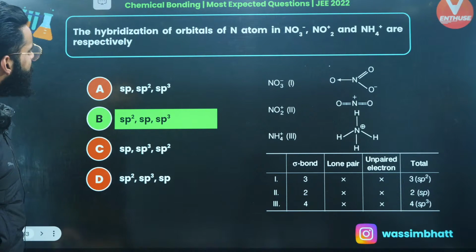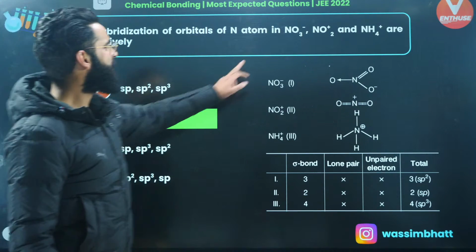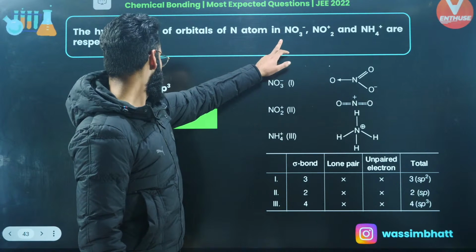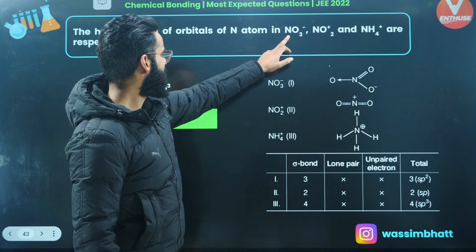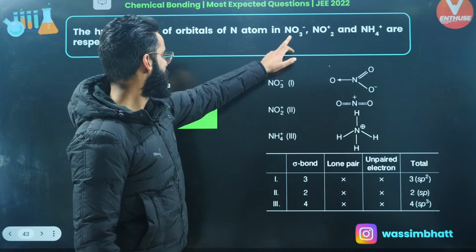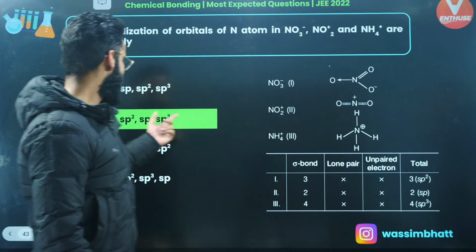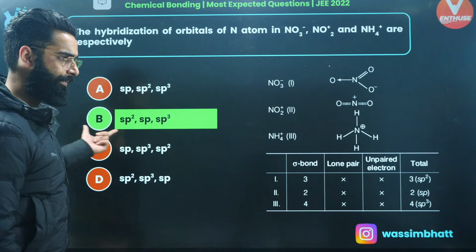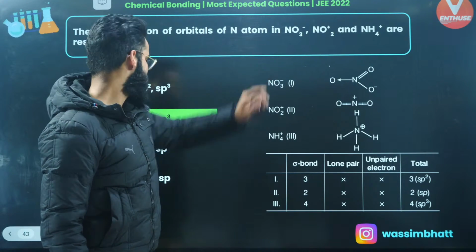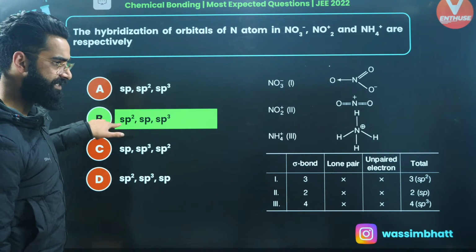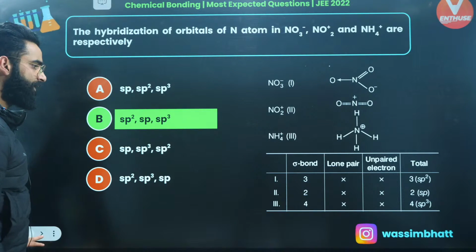Just a second. Oh, I was checking for NO3 negative. NO3 negative was sp2, right? It was sp2. Exactly, guys. This is the option, we got this one only. I was checking for NO3 negative, which came out to be sp2. So there is this option, sp2 over here. So it's option 2.